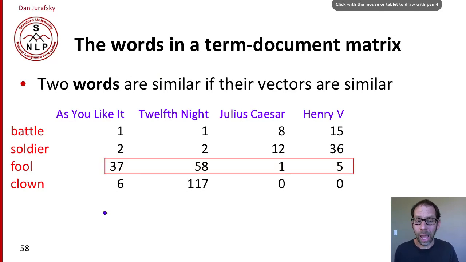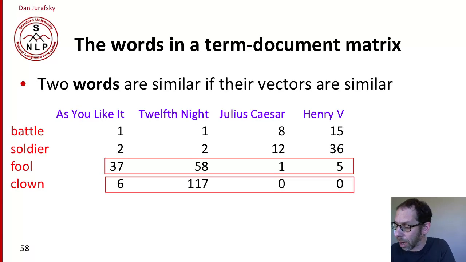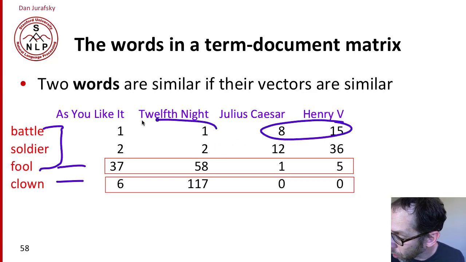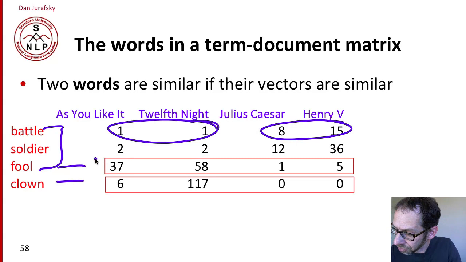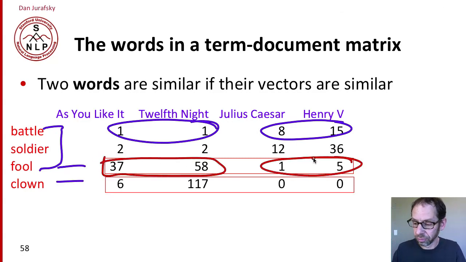So fool has high counts in the document As You Like It and the document Twelfth Night, and low counts in Julius Caesar and Henry V. Clown has high counts in As You Like It and Twelfth Night, and low counts in Julius Caesar and Henry V. So we say that fool and clown are similar, but probably battle and fool are not similar because battle has high counts here and low counts here, but fool has the opposite. It has high counts here and low counts here.